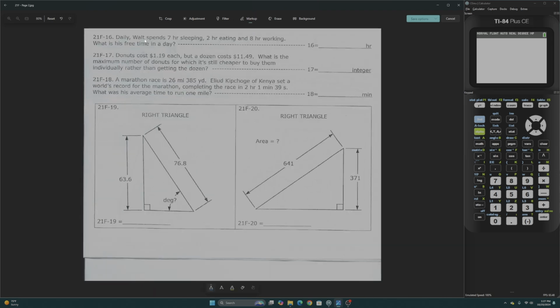and mark up. 7 hours sleeping, 2 hours eating. So daily, Walt spends 7 hours sleeping, 2 hours eating, 8 hours working. His free time. So how many hours are there in a day? 24. You subtract all those added together, 17. I just did quick math, you know. You could also have just done that in your head.